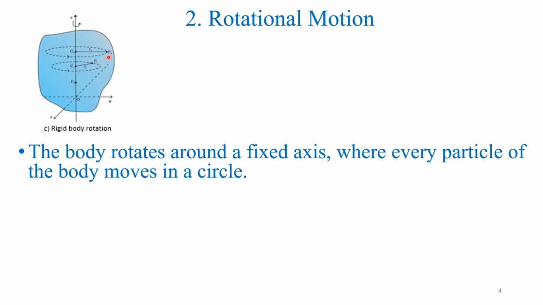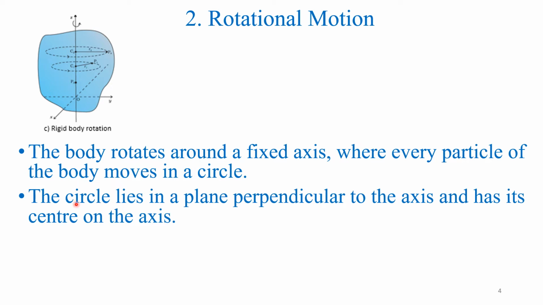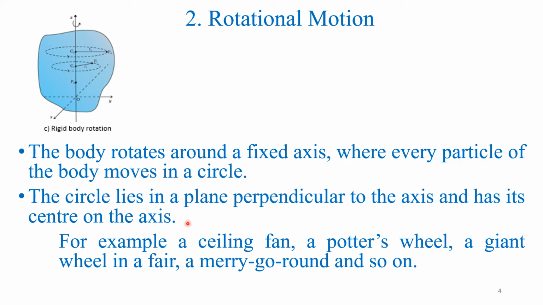Points P1 and P2 describe circles with the respective centers C1 and C2. R is the perpendicular distance of the points P1 and P2 from the axis. The point P3 remains stationary as it lies on the axis of rotation. These circles lie in a plane perpendicular to the axis and have their centers on the axis. The examples of rotational motions are a ceiling fan, a potter's wheel, a giant wheel in a fair, and merry-go-round, and so on.